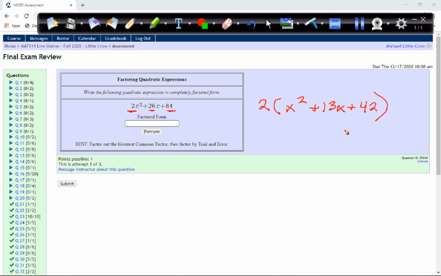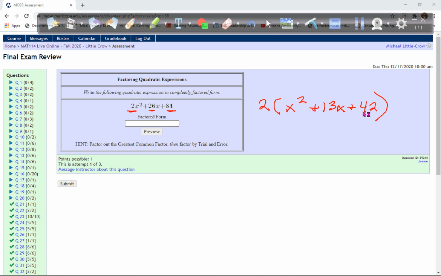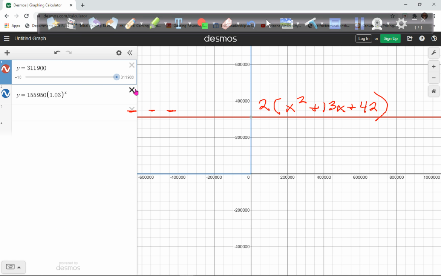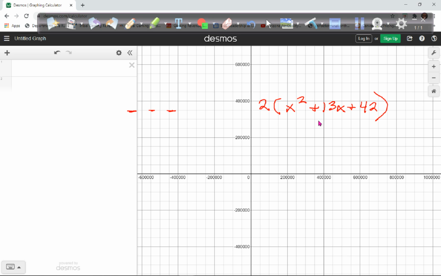And now let's check to see if we can factor this trinomial. Let me show you something that will help with the factoring. We can actually use decimals. We're going to graph this x squared plus 13x plus 42. We're going to clear all of this out, and we're going to graph this as y equals x squared plus 13x plus 42.